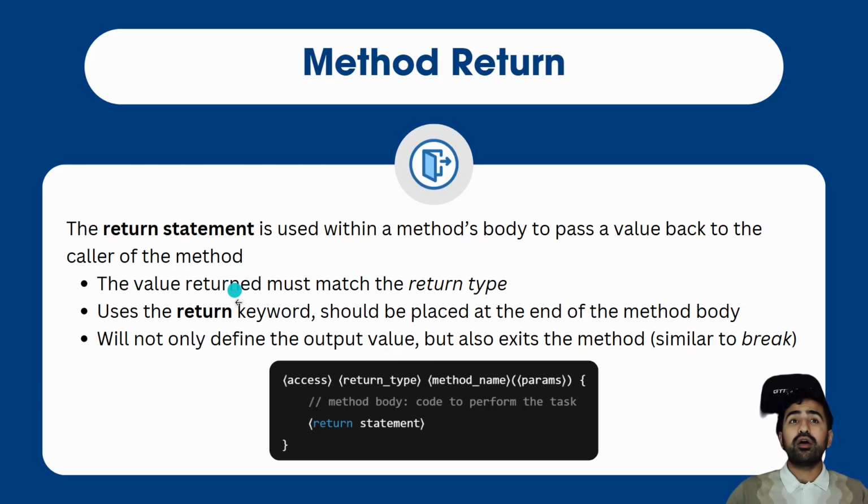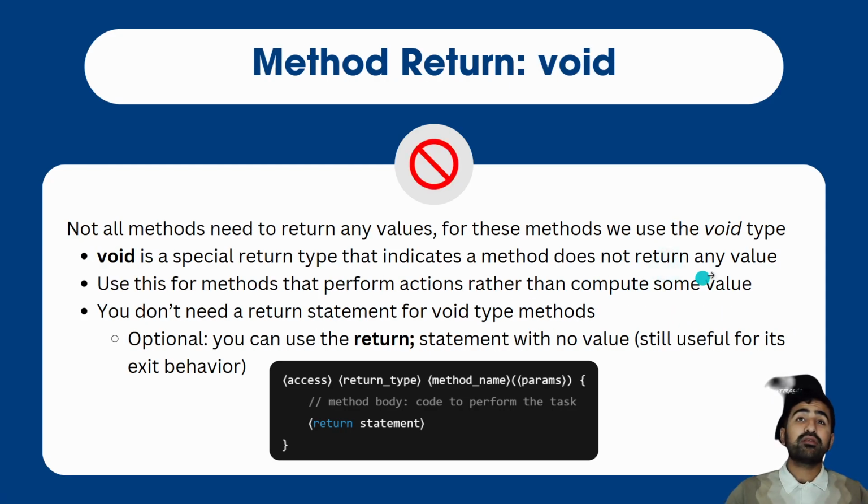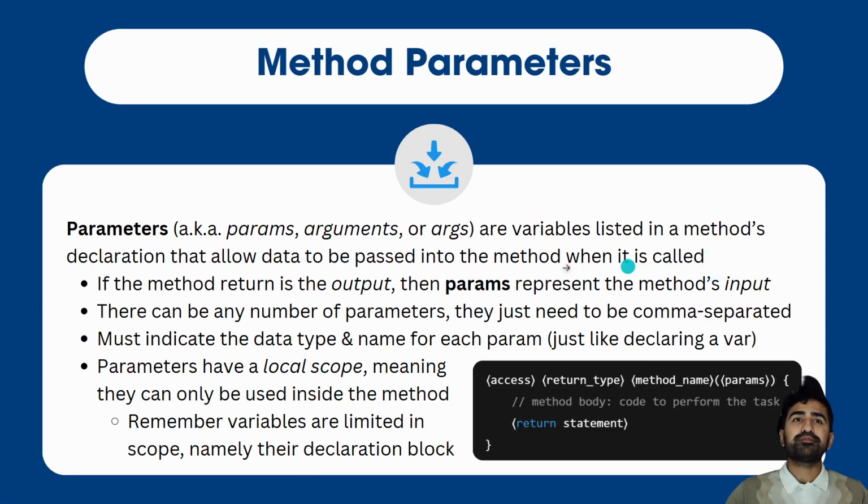For methods with a return type that aren't void, non-void, you do have to put a return statement. Remember, it has to match up with the return type. If you put a return type but no return statement, that will definitely give you an error. If you put void, then you don't have to worry about the return statement.